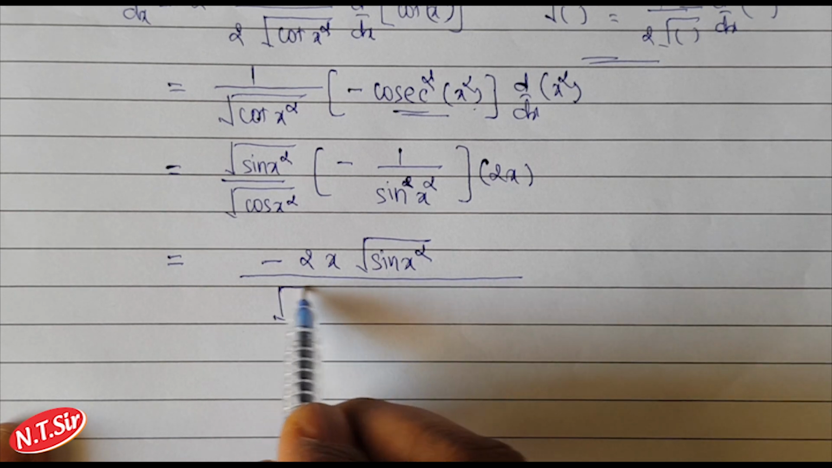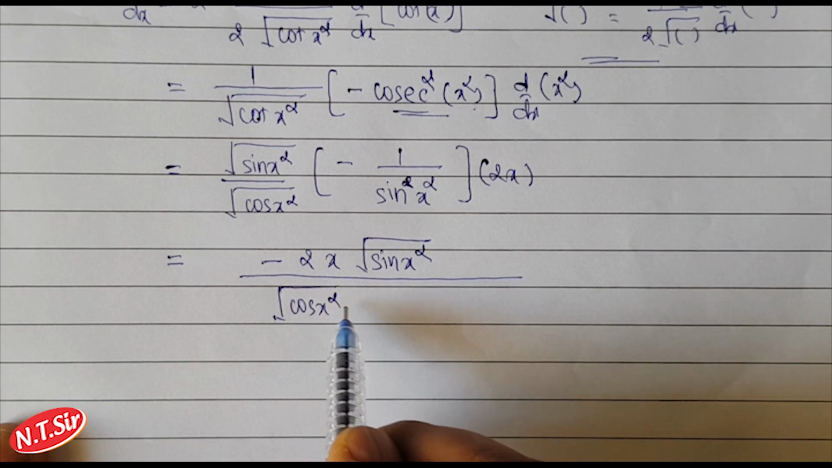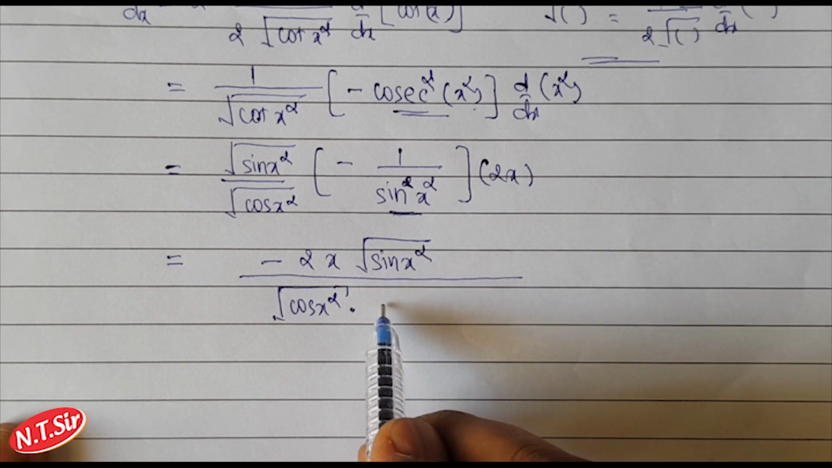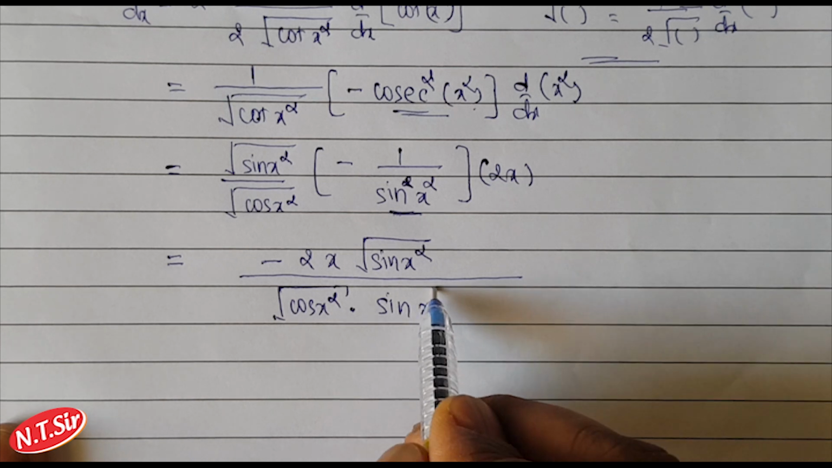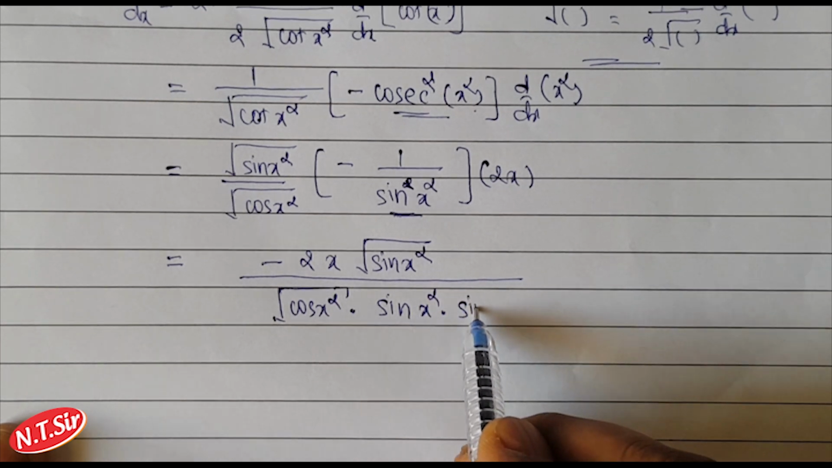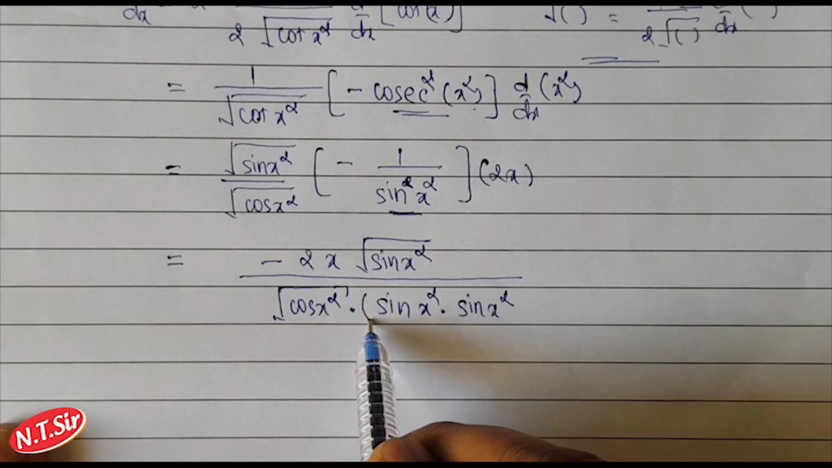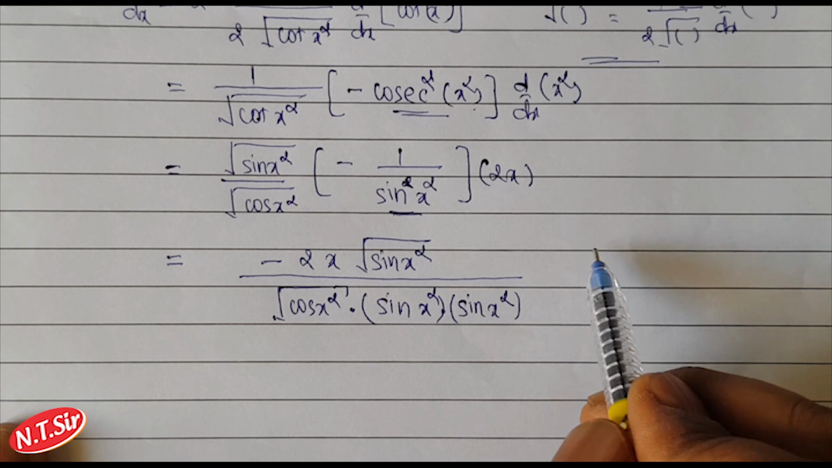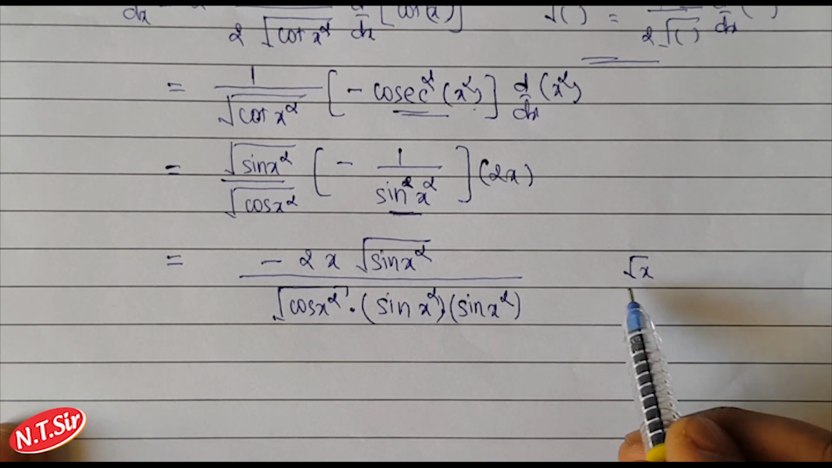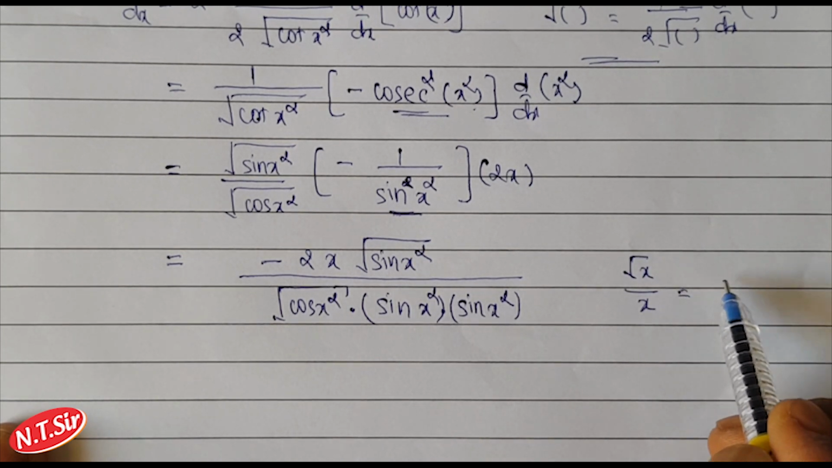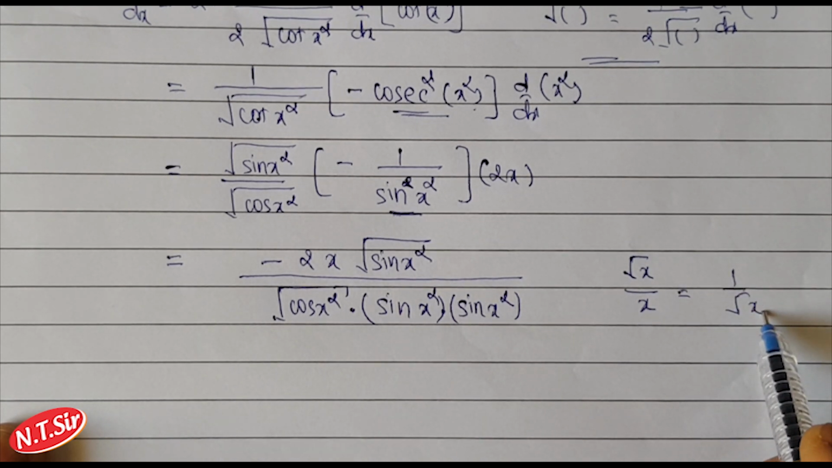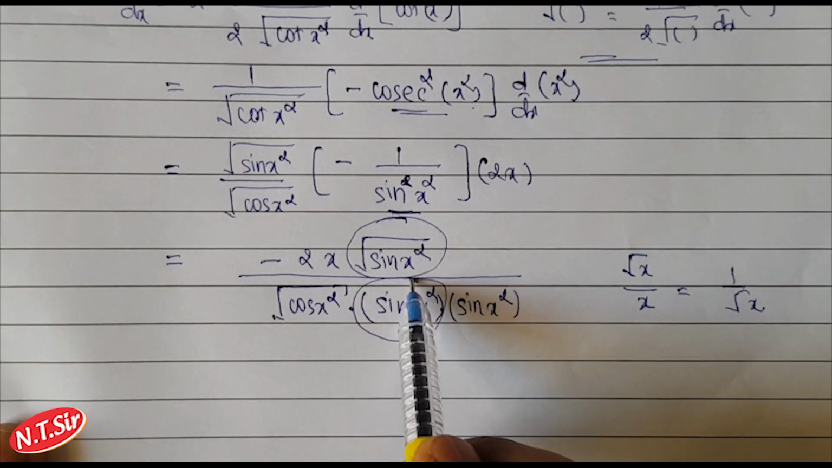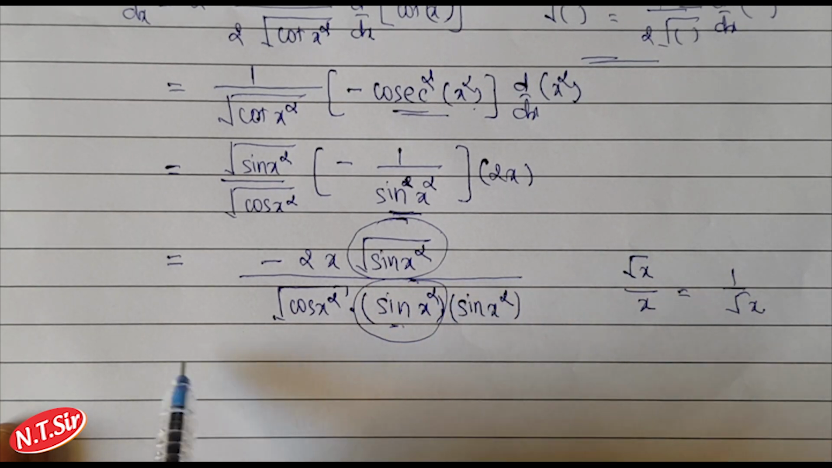root cos x square into sine square x square. So I am writing sine x square into sine x square. Now you know that root x upon x is 1 upon root x. So this is root sine x square upon sine x square.